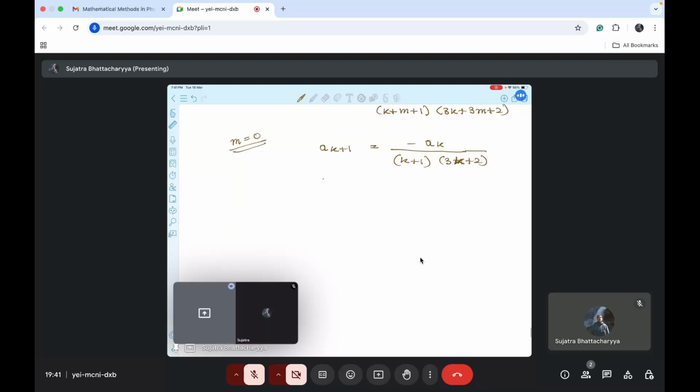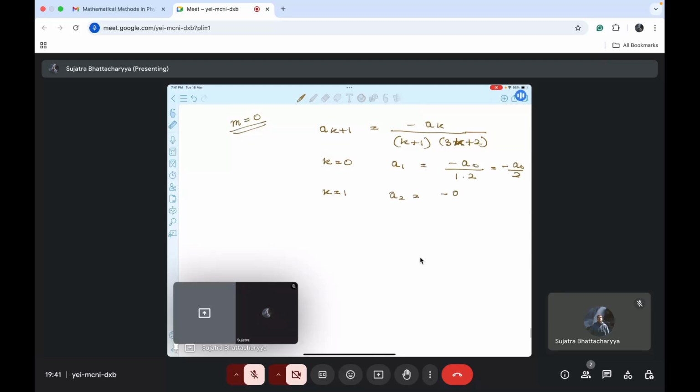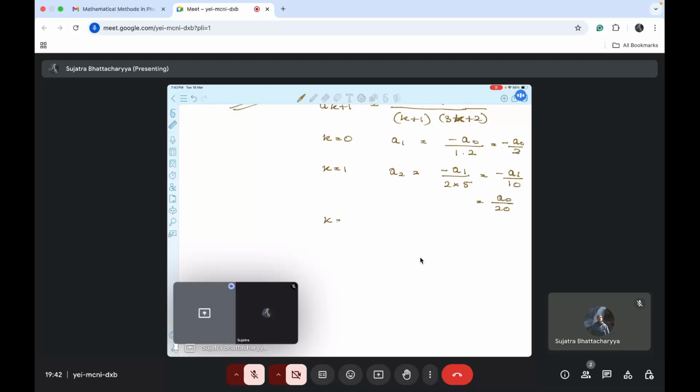Right? Now for m is equal to 0, let's say for k is equal to 0, what we will get? a1 is equal to minus a0 by 1 times 2. So it will be minus a0 by 2. Exactly what we have got. For k is equal to 1, a2 is minus a1 by (1+1)(3+2), 2 times 5. So it is minus a1 by 10. And since a1 is minus a0 by 2, it is a0 by 20. Similarly, k is equal to 2. Just end it here. So it is minus a2 divided by (2+1)(6+2), 3 times 8. It is minus a2 by 24 or minus a0 by 24 into 20, and so on.